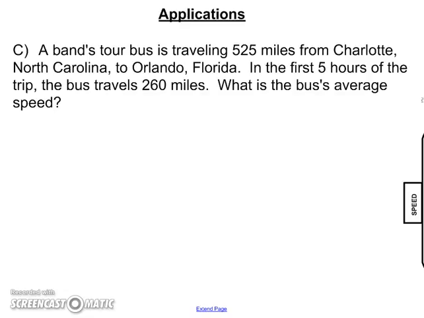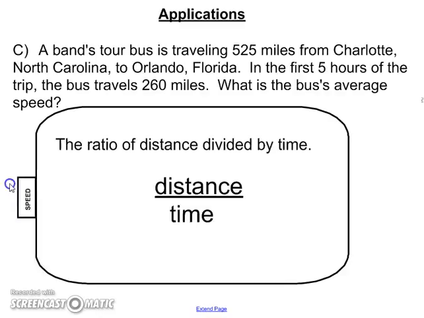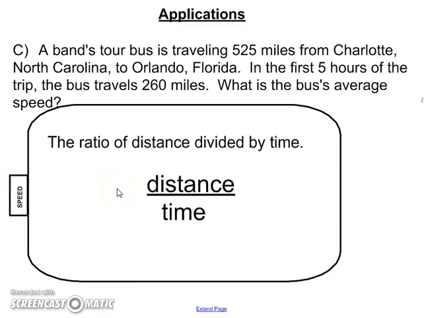A band's tour bus is traveling 525 miles from Charlotte, North Carolina to Orlando, Florida. In the first 5 hours of the trip, the bus traveled 260 miles. What is the bus's average speed? Which probably shouldn't have an apostrophe S. That should probably just be bus and then apostrophe. But anyway, we'll go on with our math here.